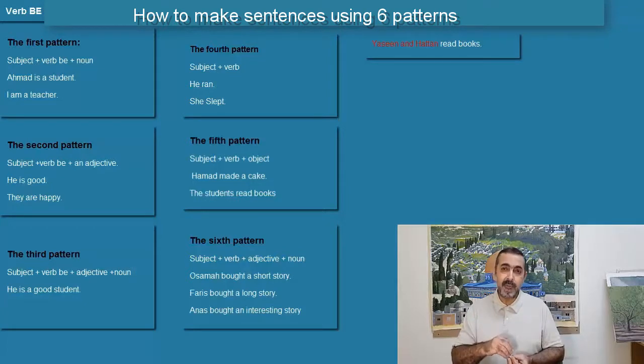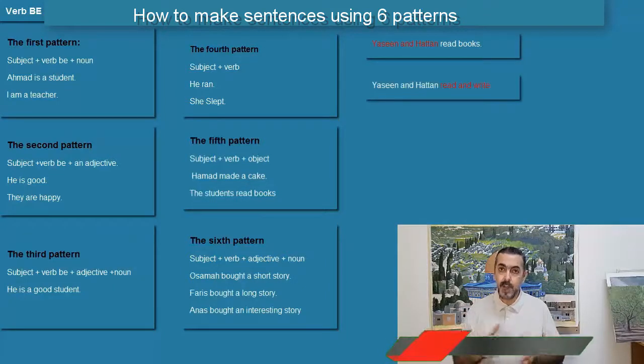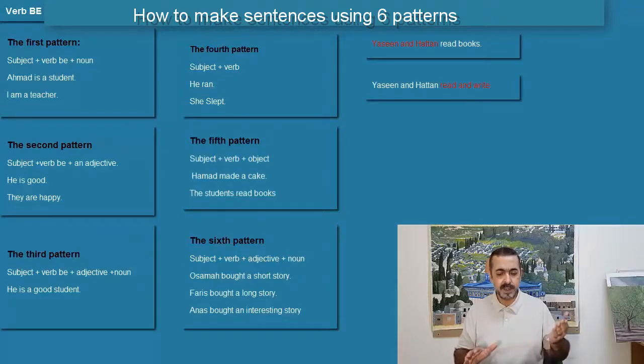Also, we can have compound verbs. We can say Yasin and Hattan read and write. So we have read and write as the verb. It's called compound verb. These are still simple sentences. We can say Yasin reads and writes, Hattan reads and writes, or we can say Yasin and Hattan read and write.